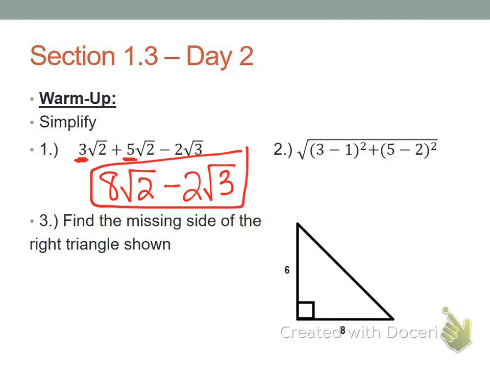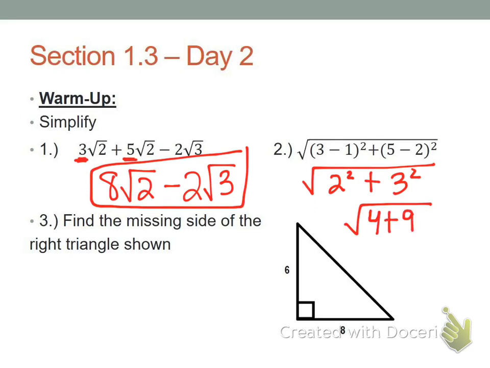On number 2, our order of operations tells us to start inside of parentheses. So that means I have 2 squared plus 3 squared. Next we do our exponents. So that means I have 4 plus 9, which is the square root of 13. That does not simplify because 13 is a prime number. So if we were able to simplify that radical, we would need to.